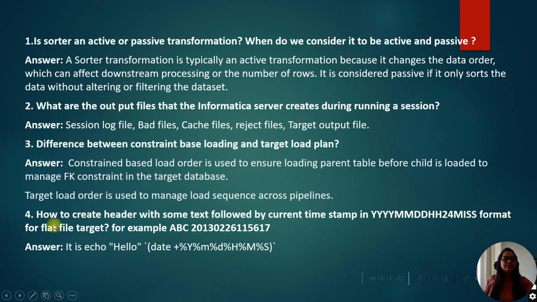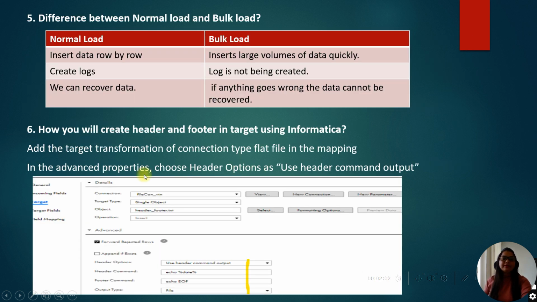requirement. Next question is how to create a header with some text followed by the current timestamp format for a flat file target. For example, this ABC, then year, you can see this format, month, date and then second. Okay, so the answer is that it is echo and you can type hello and this is the format, date plus this is the format. You can use this format in the header in the advanced property of the target.